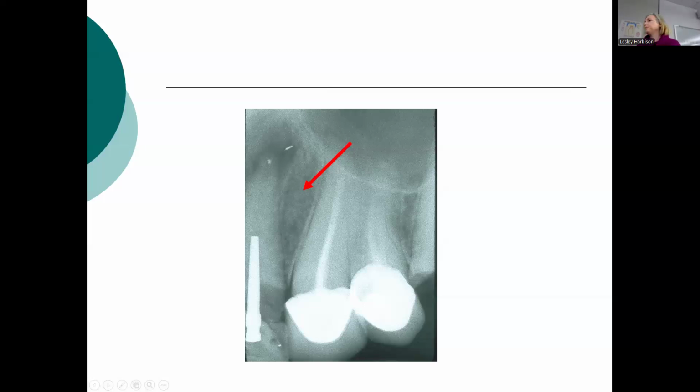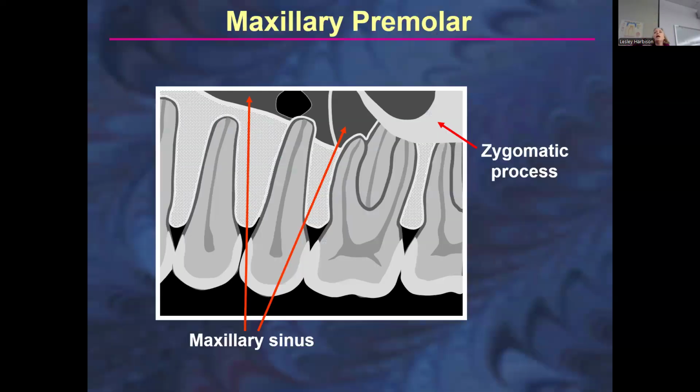Okie dokie. All right, so maxillary premolar. On the maxillary premolar, really there's just two things that you are going to notice. There's not a lot of things on the maxillary premolar, which is nice. You potentially could point out the maxillary sinus or the floor of the maxillary sinus. And then the zygomatic process sometimes comes down into the maxillary premolar shot.